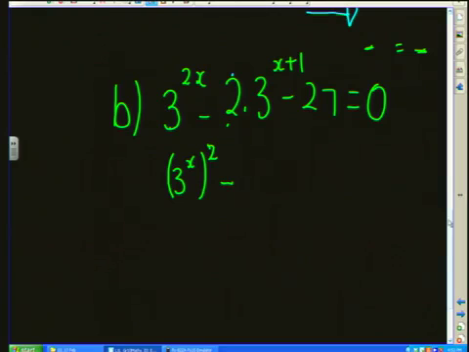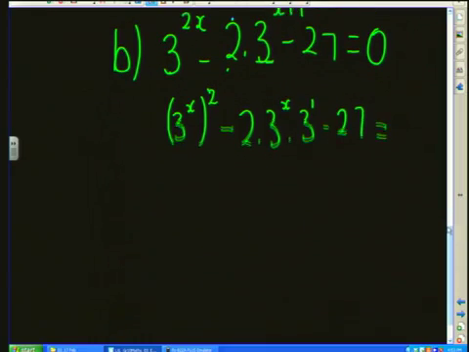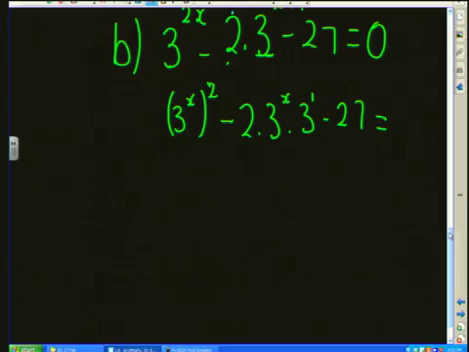Remember quadratics? Quadratics, your highest power is 1. Okay, and then we've got 3 to the x times 3 to the 1 minus 27. So all I've simply done here is I've split up 3 to the power of x plus 1 into 3 to the power of x times 3 to the 1, just to make it simpler to introduce this concept.